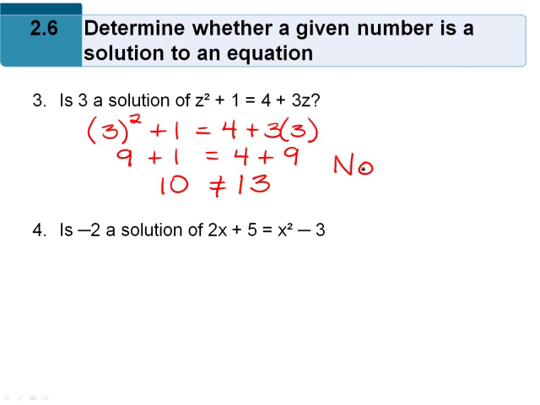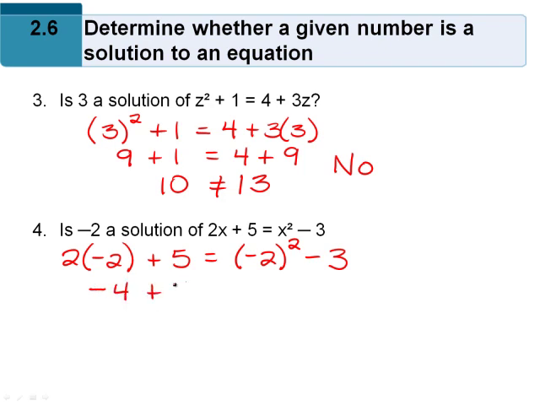Now, the last one here, we want to know, is negative 2 a solution of 2x plus 5 equals x squared minus 3? Especially when you have a negative number that you're plugging in, make sure that you put that number in parentheses. So we're going to have 2 times negative 2 plus 5 equals, make sure that negative 2 is in parentheses, negative 2 squared minus 3. Okay, so on the left side, 2 times negative 2 is negative 4 plus 5.